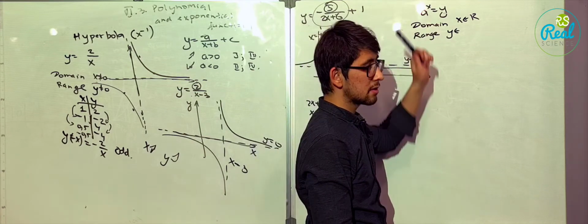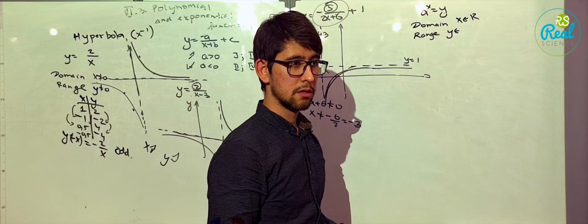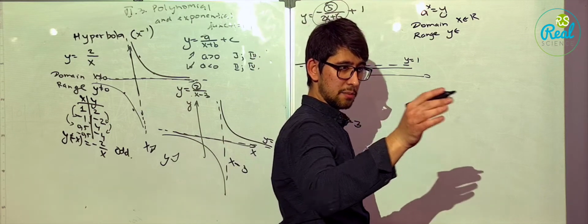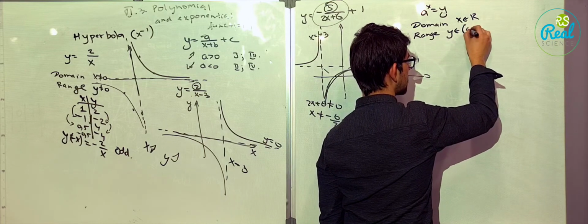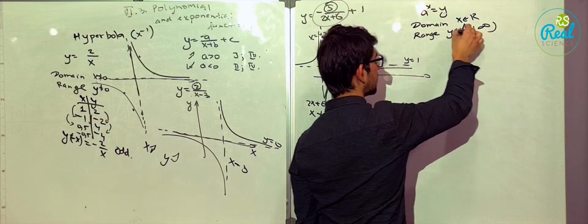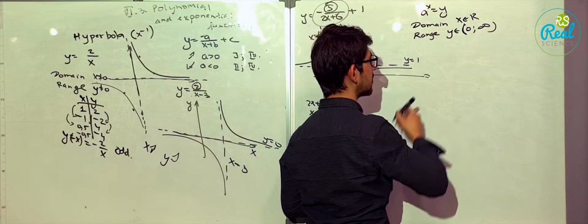A on the power of x. 2 on the power of something. 2 on the power of x. It can't be negative, right? So your y takes any values starting from 0 till infinity. It even can't take 0. Yes? We will cover 2 types of functions, okay?